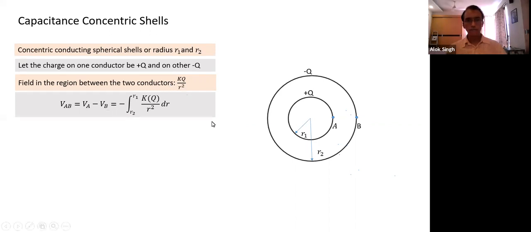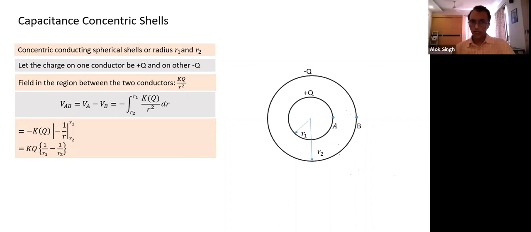Potential difference between VA and VB is equal to, VB part is here, R2, R1, KQ by R square. I can find out the potential difference. This is an easy expression; we have done it earlier also. Or I could have used the formula also.